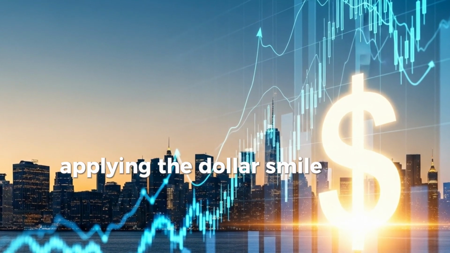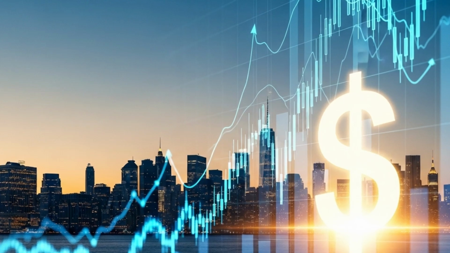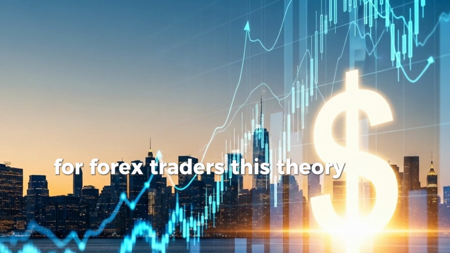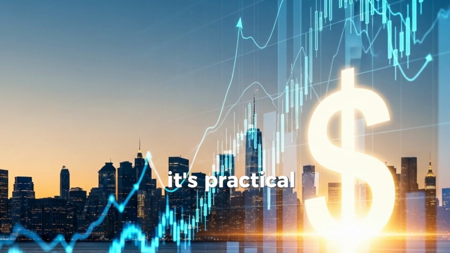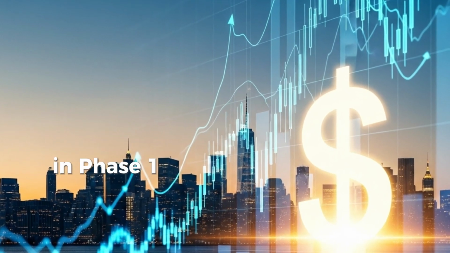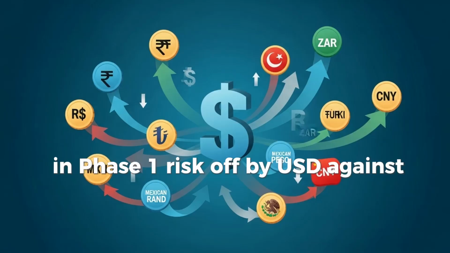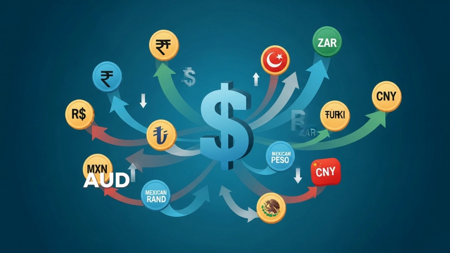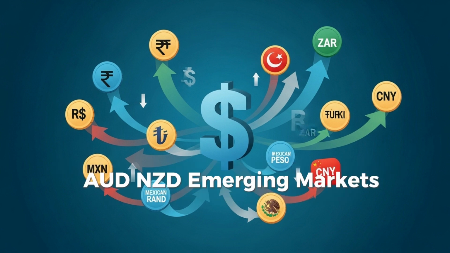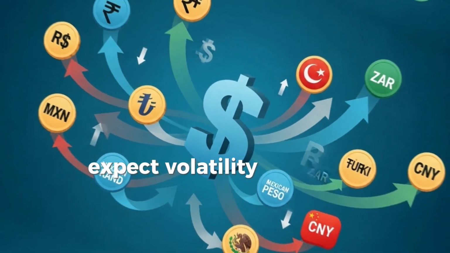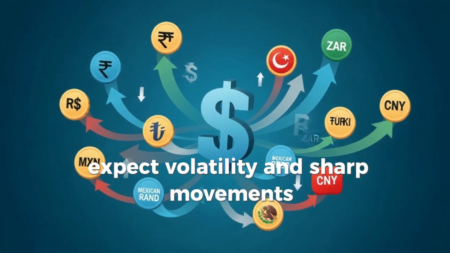Applying the dollar smile theory in Forex trading. For Forex traders, this theory is not just academic, it's practical. In Phase 1, risk off: buy USD against risk-sensitive currencies, AUD, NZD, emerging markets. Expect volatility and sharp movements.